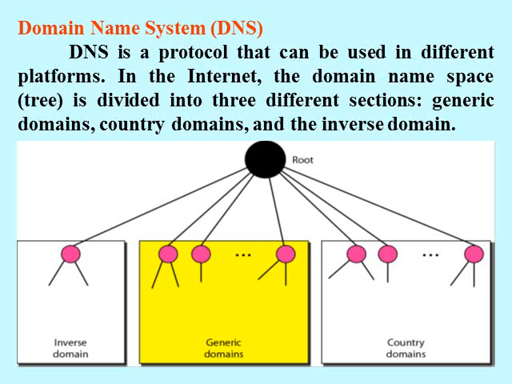All these three sections along with the root are as shown in the diagram below. In that diagram, the three sections, that is country domains, generic domains, and inverse domain, are shown through the root.